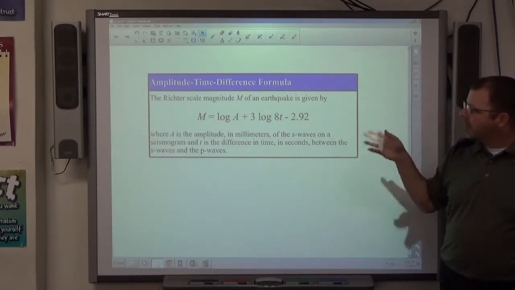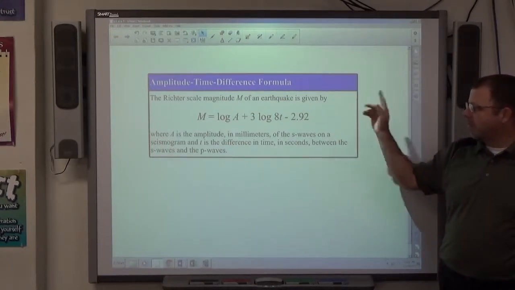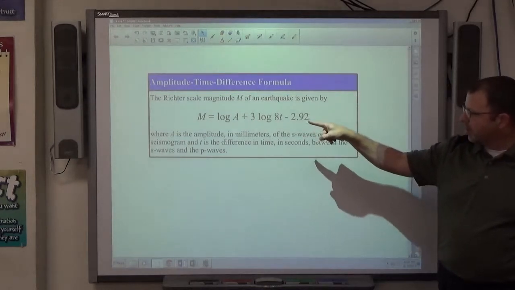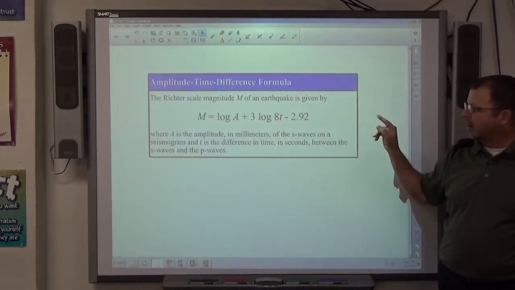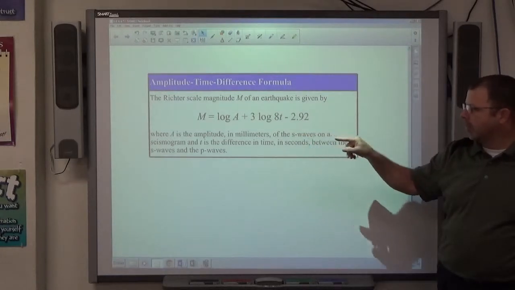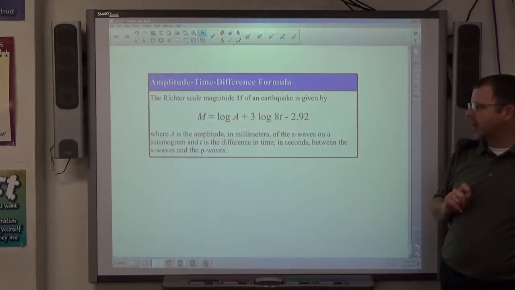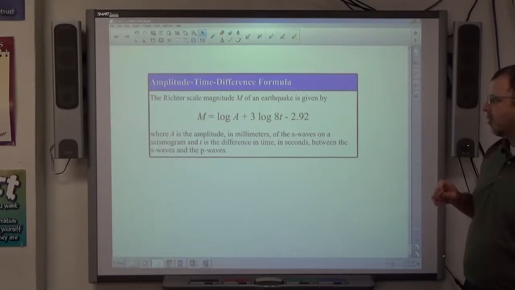All right. The Richter scale magnitude of an earthquake is given by this formula: M equals log of A plus 3 log of 8t minus 2.92. A is the amplitude in millimeters of the S waves on a seismogram. T is the difference in time between the S waves and P waves.